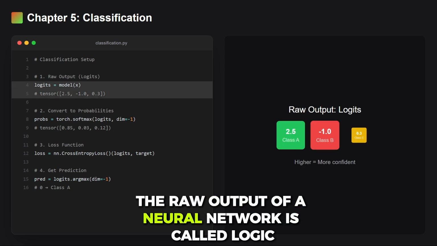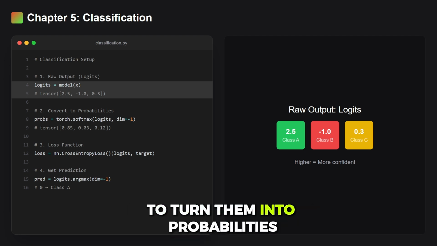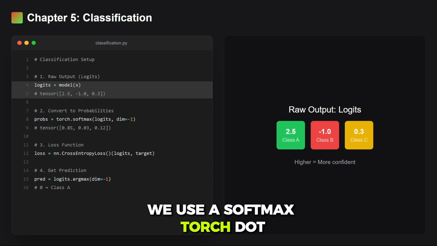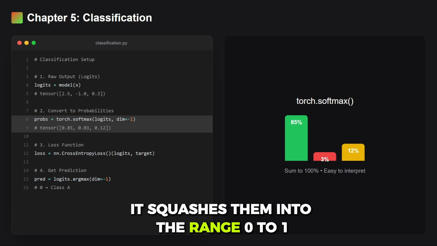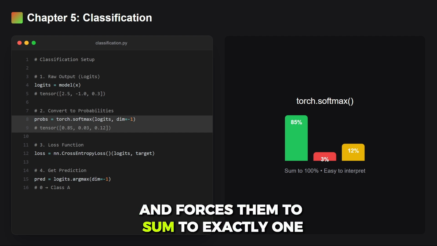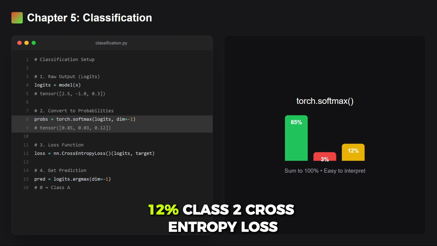The raw output of a neural network is called logits. They can be any number. To turn them into probabilities, we use a softmax. torch.softmax converts logits to probabilities. It squashes them into the range 0 to 1 and forces them to sum to exactly 1. Now we see 85% class 0, 3% class 1, 12% class 2.